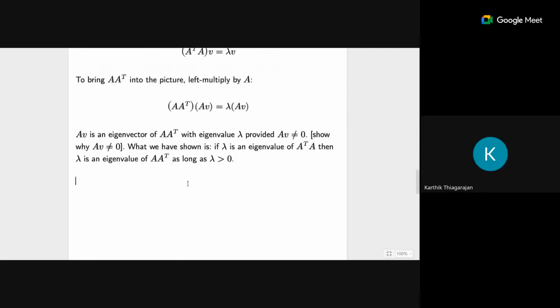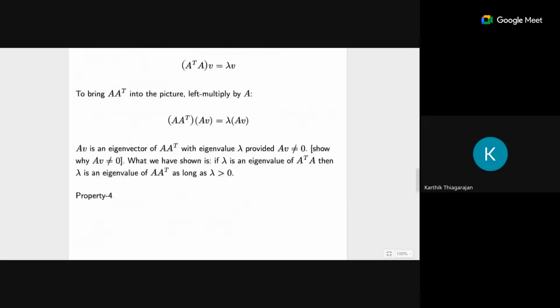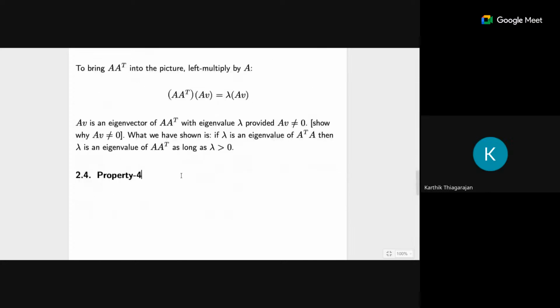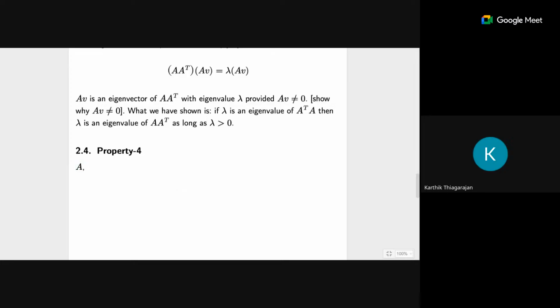Is that enough? There is one more property that I would add, and then we can move on to the SVD. This is property 4. What is property 4? Property 4 is the following: the rank of the matrices A, A transpose A, and A A transpose are equal. That is, if A has rank R, then the rank of A transpose A and A A transpose is equal to R.